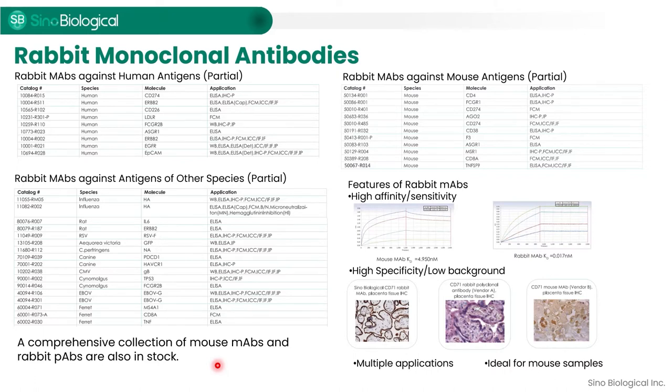In addition to the rabbit monoclonal antibodies, a comprehensive collection of mouse monoclonal antibodies and rabbit polyclonal antibodies against different antigens from different species are also available in our protein inventory.